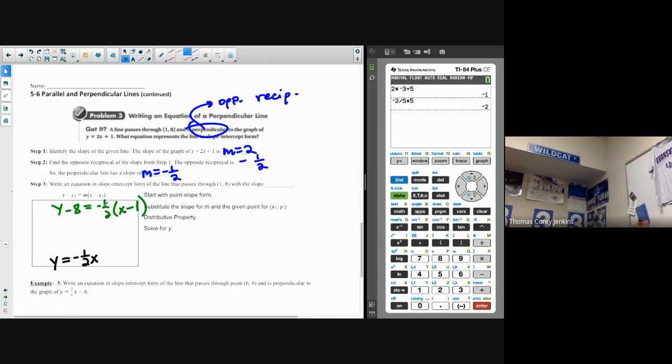Okay, and then the same process. Distribute, then add 8 to both sides. That's going to give me y minus 8 equals negative 1/2 x. And then your constant is going to be negative 1/2 times negative 1. If you're not sure what that is, just punch it in. Negative 1/2 times negative 1 is going to be 0.5 or 1/2. Okay?